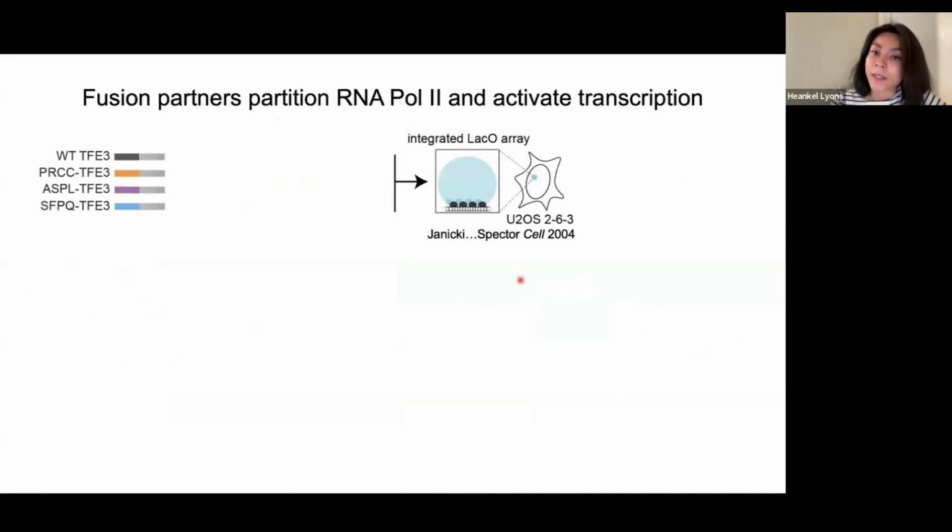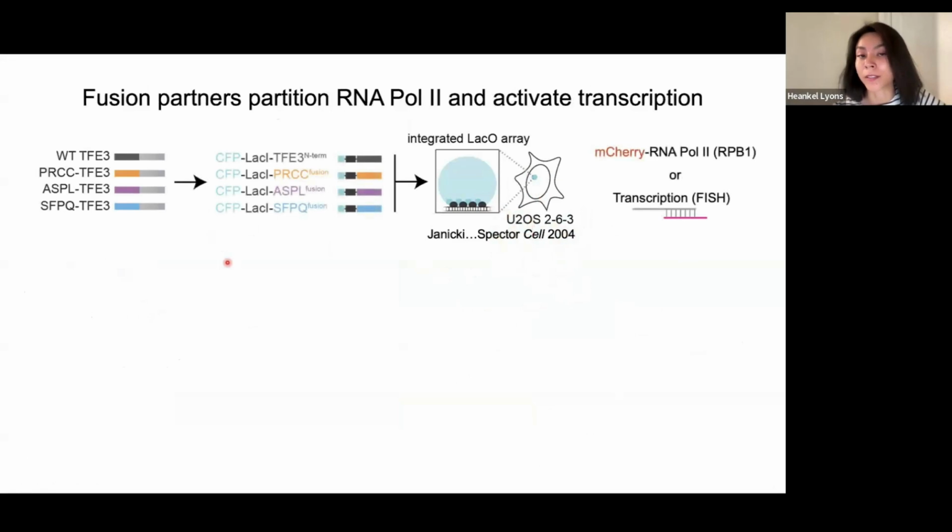And so I used an engineered cell system from the Spector lab. In this cell line, we have a massive lac array integrated, and I can use this tool to now isolate the protein of interest, in this case, the TFE3 N-terminal region that gets replaced by the fusion partners. And I can also use the fusion partners fused to the lac array thanks to the lac repressor. So I'm basically creating high local concentrations of these proteins, and this is modeling condensates. And so I can use microscopy to then visualize if other proteins are getting into these condensates.